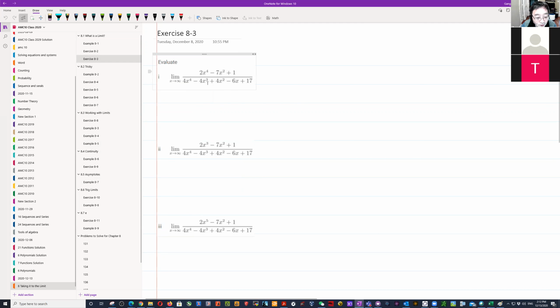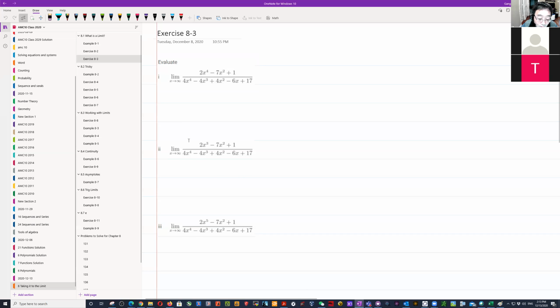So for example, these are the rational limits. For a rational limit, you usually always divide both numerator and denominator by the max power. So we're going to divide by x to the fourth on both numerator and denominator. So this one is actually quite easy. So this one will be 1/2.